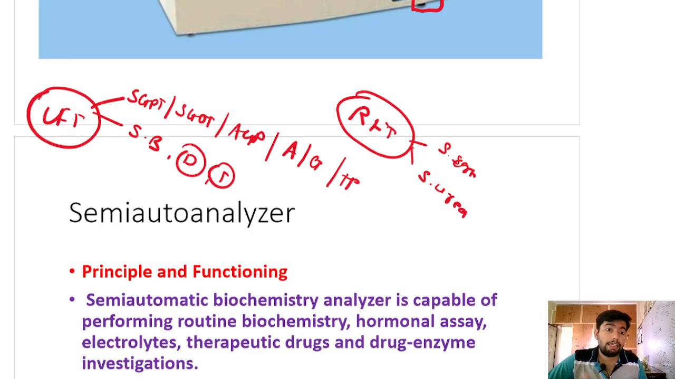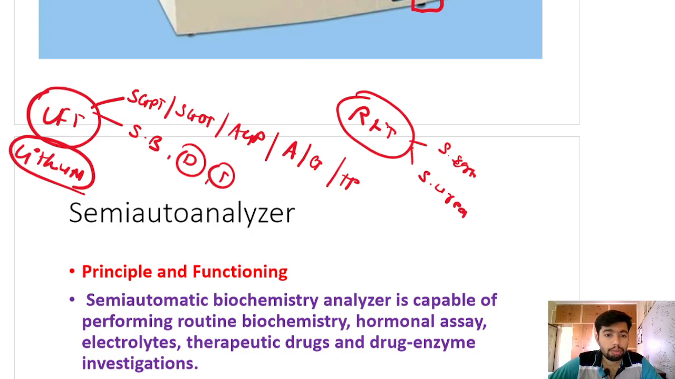LDH, some drugs like lithium. Lithium is used in an antipsychotic or antimanic patient. When lithium is started, we have to measure the serum lithium levels to avoid toxicity. That is also measured by our lab.